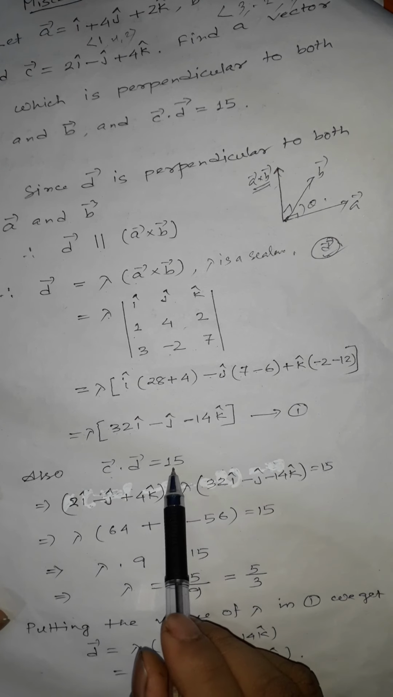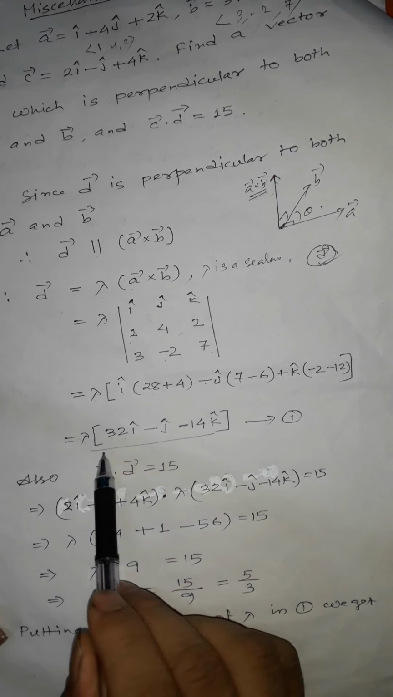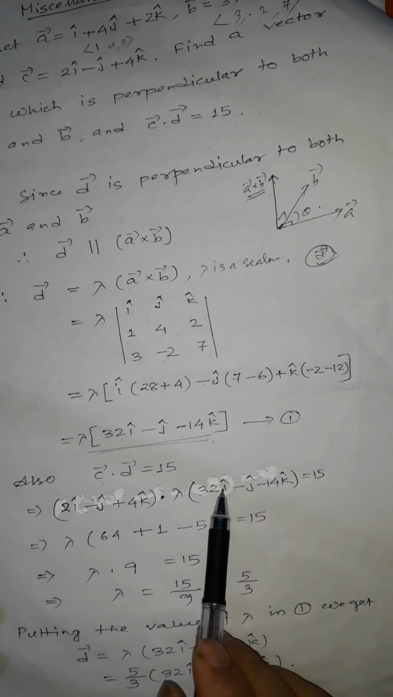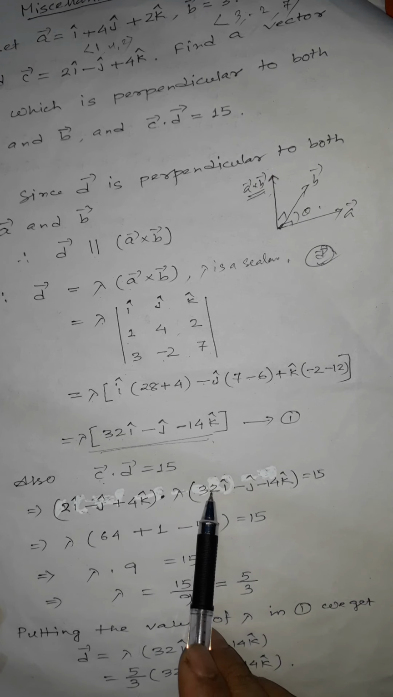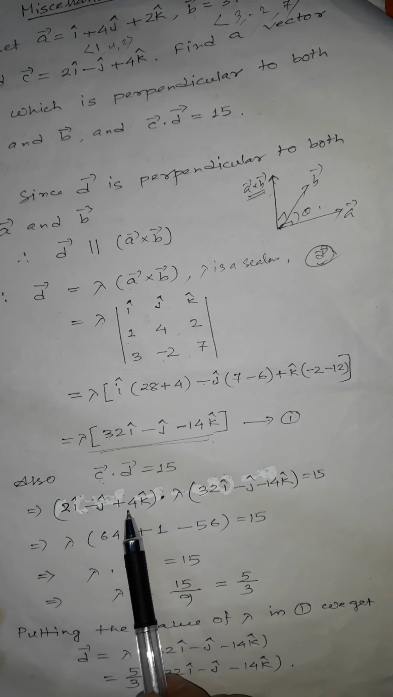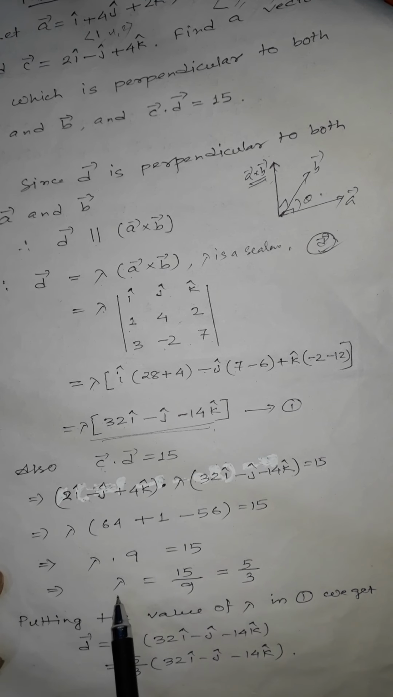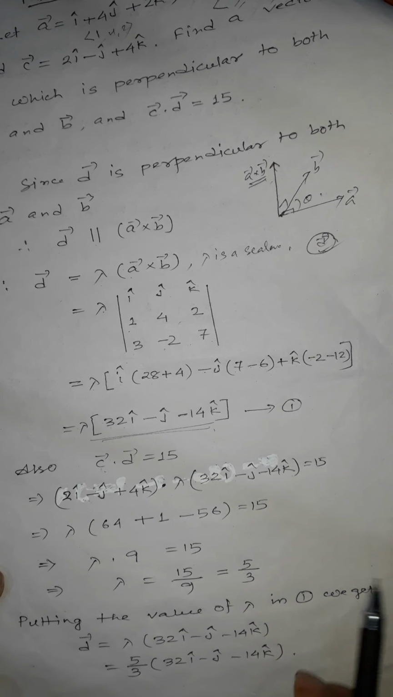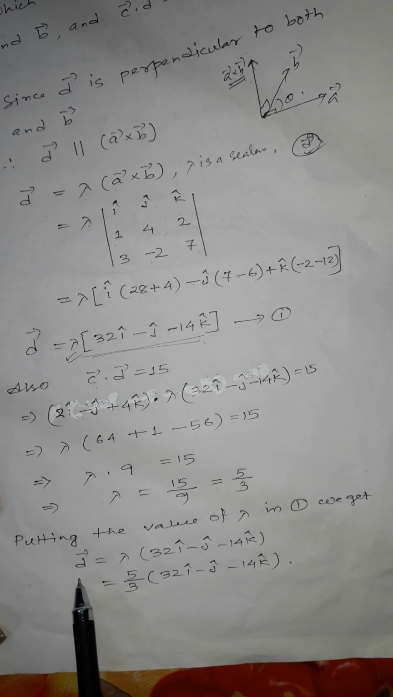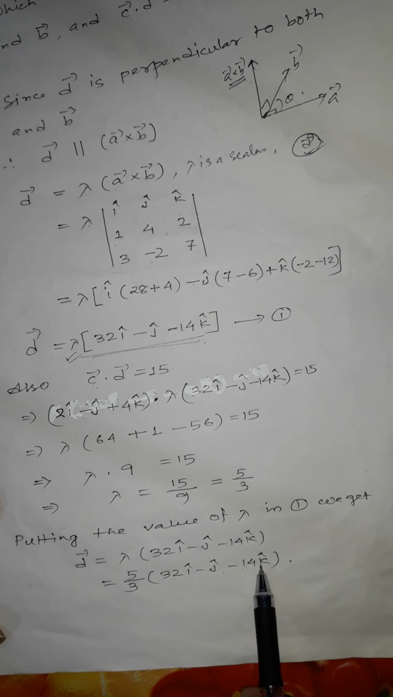Also given that C dot D equal to 15. So vector C you write down here, dot vector D, equal to 15. Now lambda you write down here, and then you take the product of these two vectors. 2 into 32 is 64, minus 1 into minus 1 is plus 1, plus 4 into minus 14 is minus 56. And then from this equation you find the value of lambda. Lambda is 5 by 3, and then value of lambda you put in equation 1 to get vector D. So D equal to 5 by 3 whole into 32i minus j minus 14k.